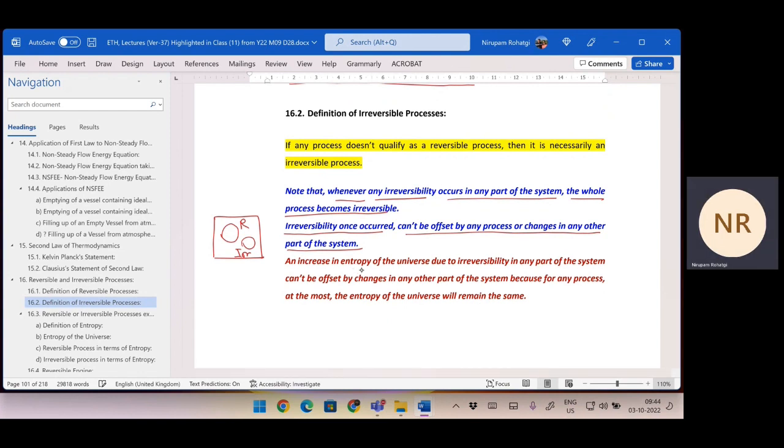In entropy words, we will talk about what is entropy. An increase in entropy of the universe due to irreversibility in any part of the system cannot be offset by changes in any other part of the system, because in any process, at the most, the entropy of the universe will remain the same. This is also important. Should I take it after I define what is entropy? So we'll come back to it.